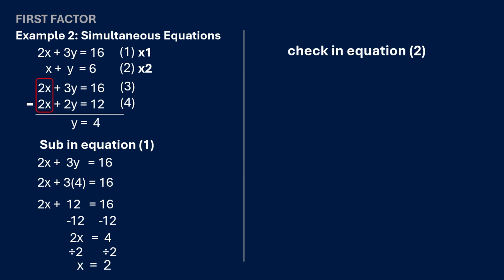Our final check is in equation 2. Bear in mind we have to do our subs and our checks back in our original equations. So I check in equation 2, we have x plus y equals 6. You then check by substituting in the values of x equals 2 and y equals 4, and we can see 2 plus 4 does indeed equal 6. And hence our final answer is x equals 2 and y equals 4.